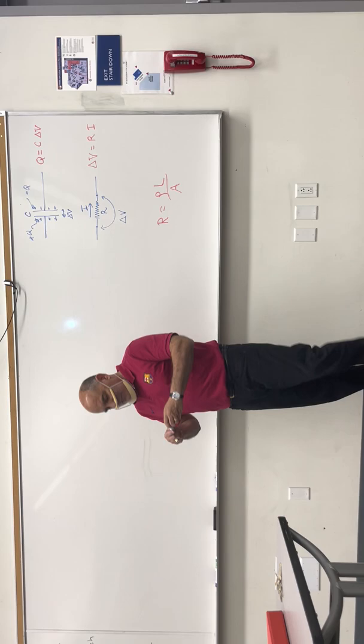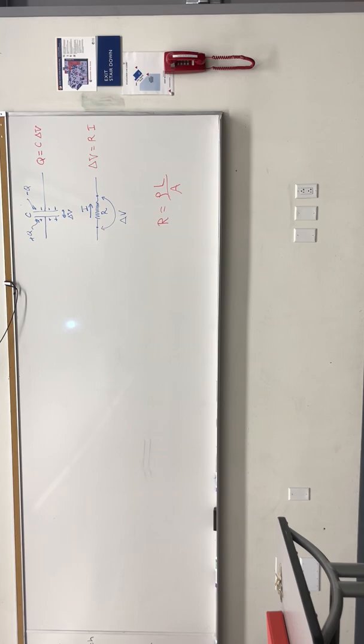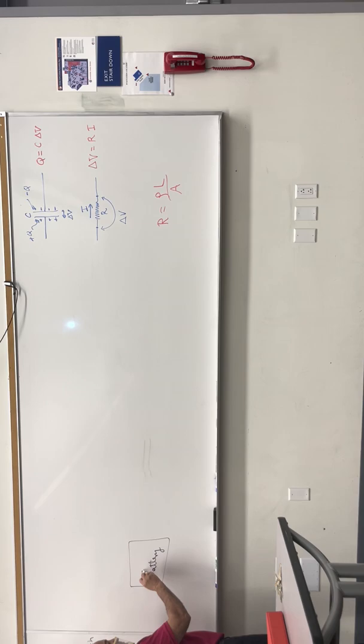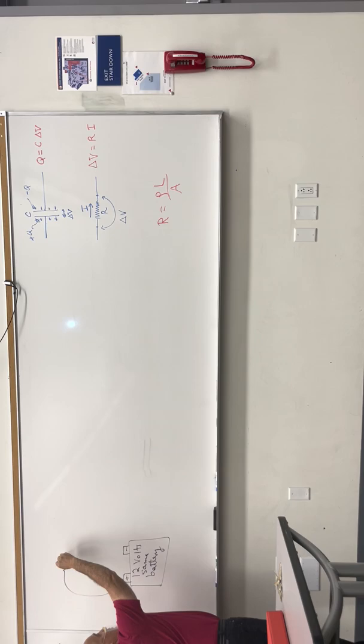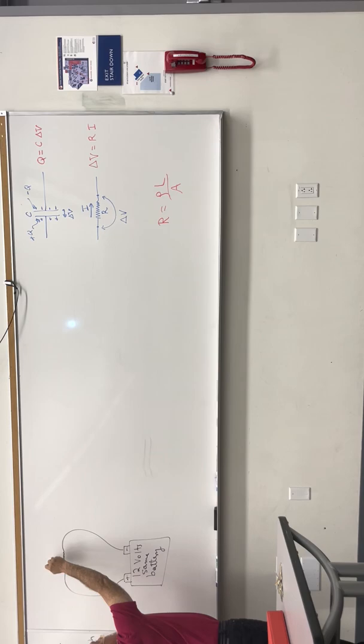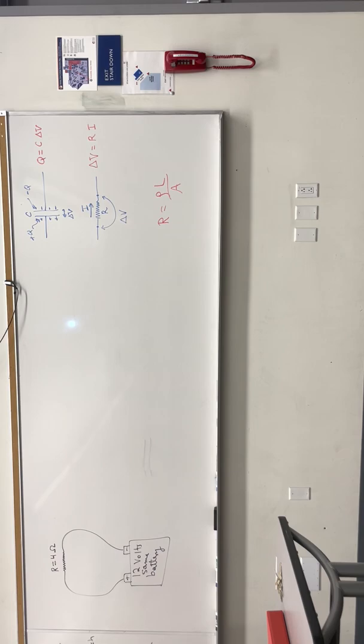Now, what if I take the same battery, that one. So battery, same, and the voltage is 12 volts, right? Because it's the same battery. And I connect it to this other resistor with a resistance of 4 ohms. Now, what's going to be the direction of the current and the value of the current?